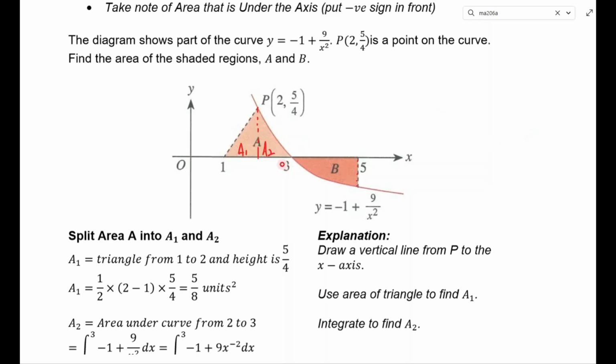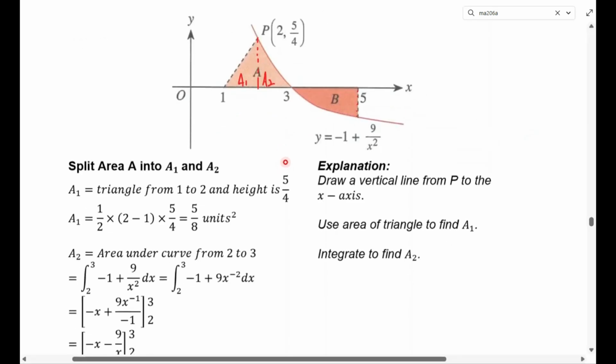Now let's start solving. So we'll start with area A1. A1 is just, as mentioned, our triangle with our base from x equals 1 to x equals 2, which we can get from our point P given. Therefore, our base is just 1 unit, and our height is just the y coordinate of our point P, so 5 over 4. Therefore, it's just half times 1 times 5 over 4, which gives us 5 over 8 units. Now we have our A1.